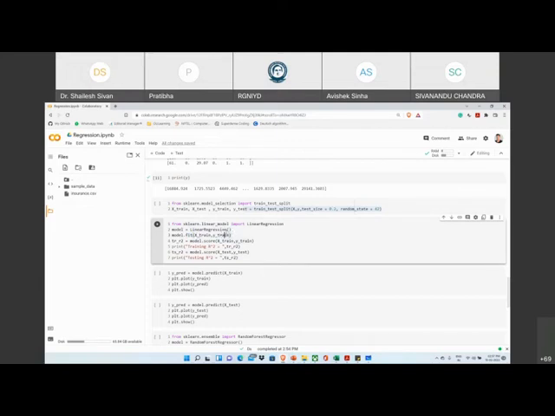Now to check the correctness of our model, we have to call the score function and give X train and Y train. It will give a measure of how much the X train value predicted Y train, how correctly it is predicted. Also do the same with X test and Y test. Okay, so we can run that part.